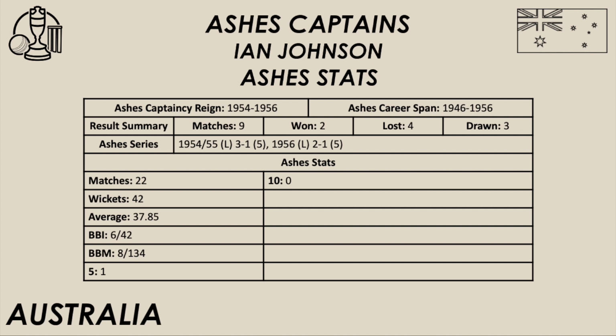His Ashes record saw him take 42 wickets at 37.85, with best innings figures of 6 for 42, best match figures of 8 for 134, and 1 5-wicket haul in 22 Ashes tests between 1946 and 1956. Johnson was a member of the 1948 Invincibles side and took 7 wickets at 61, with best innings figures of 3 for 72 and best match figures of 3 for 75, in 4 tests.